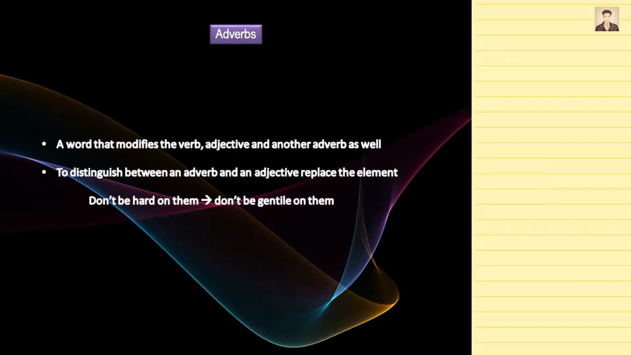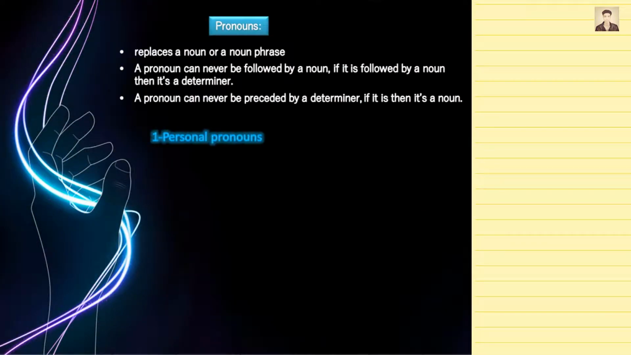Adverbs. These are words that modify the verb, the adjective, and another adverb as well. To distinguish between an adverb and an adjective, we replace the element as follows. Don't be hard on them. So we are stuck. We don't know whether hard is an adjective or an adverb. If we were to replace the word hard with gentle or gently, which one would we use? Would we say don't be gentle on them or don't be gently on them? Of course we would say don't be gentle on them. Gentle is an adjective, so this replacement is an indication that the word hard is an adjective, not an adverb.